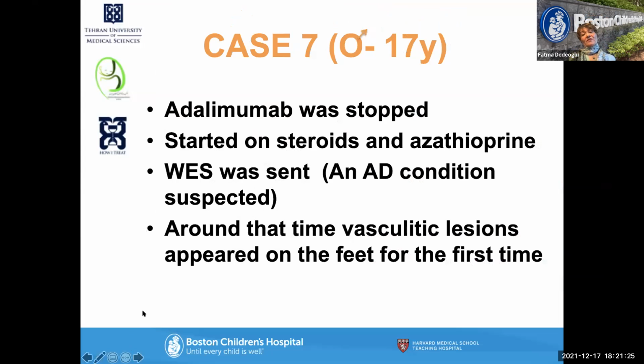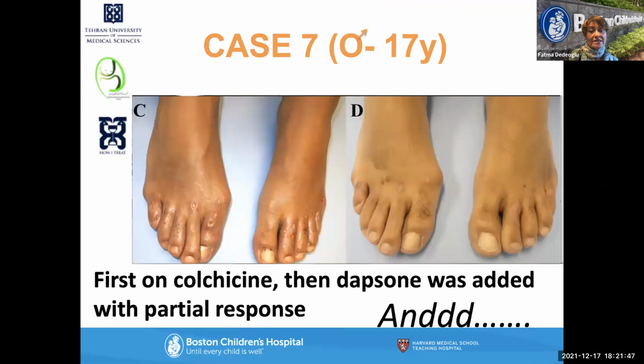And then we thought, could adalimumab cause any of the issues? We stopped that, started steroids and azathioprine, and at that time we sent whole exome sequencing, considering that we might have something new, autosomal dominant. Then for the first time, around that time in winter, he developed vasculitic lesions on his foot. As you can see here, it's now very well healed. At that time we tried to treat it with colchicine and then dapsone while waiting for the whole exome sequencing, with some response.